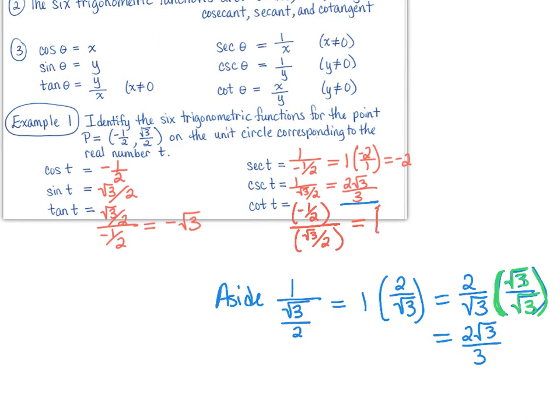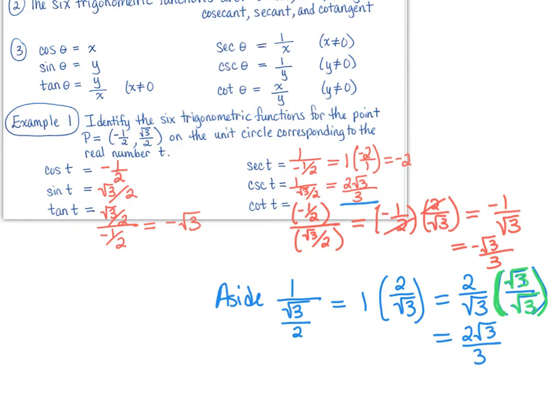Very good. Because you have negative 1/2 times 2 over square root of 3. Your 2's cancel and you have negative 1 over square root of 3, but we have a radical there in the denominator. Rationalize, what does that give you in the end? Negative root 3 over 3. Good. So that is cotangent of t.